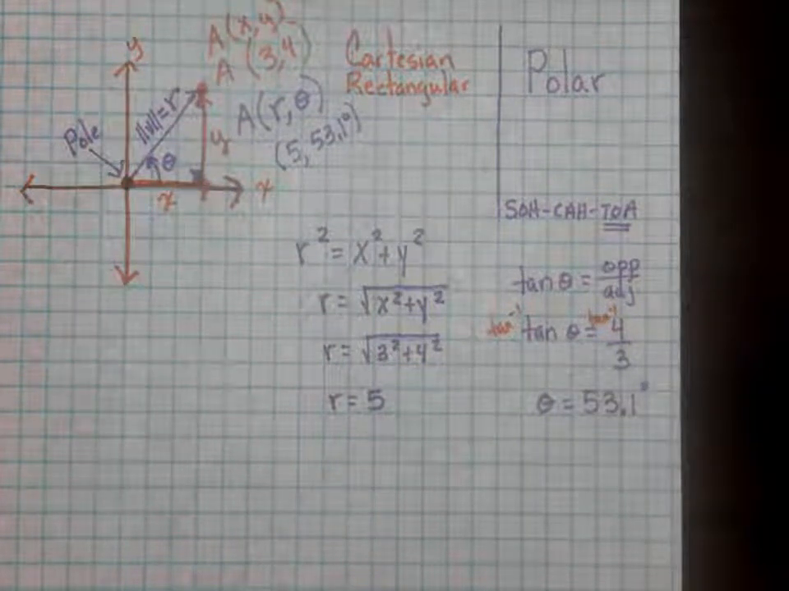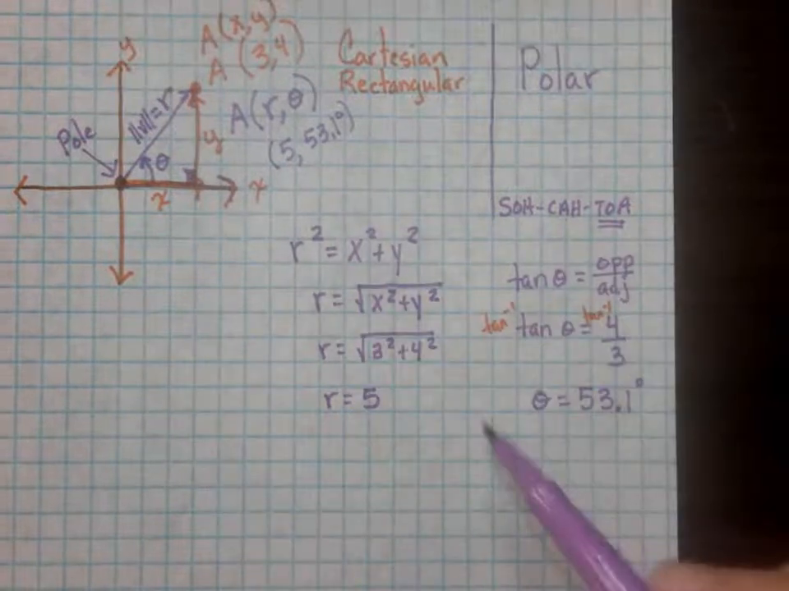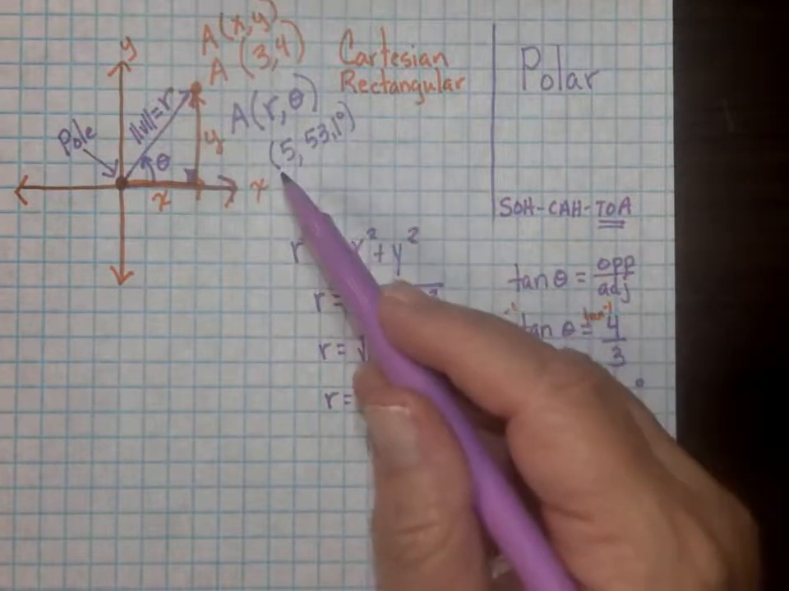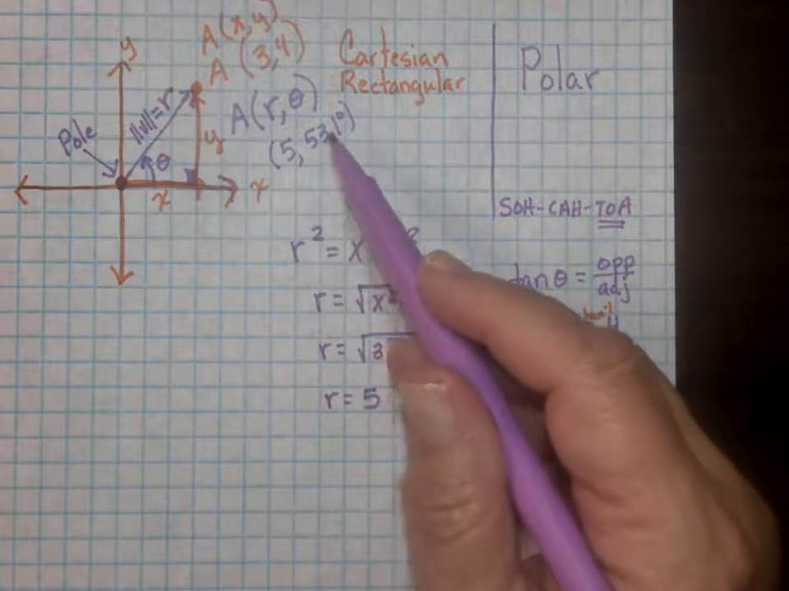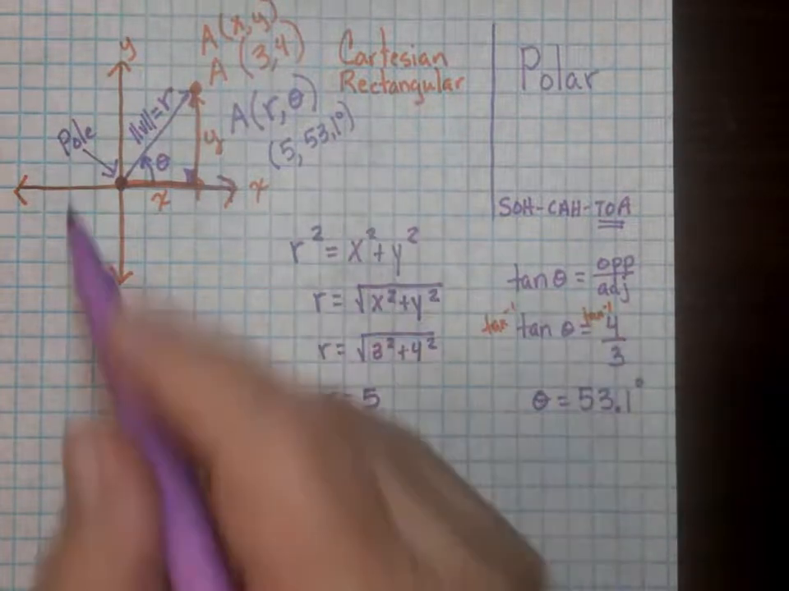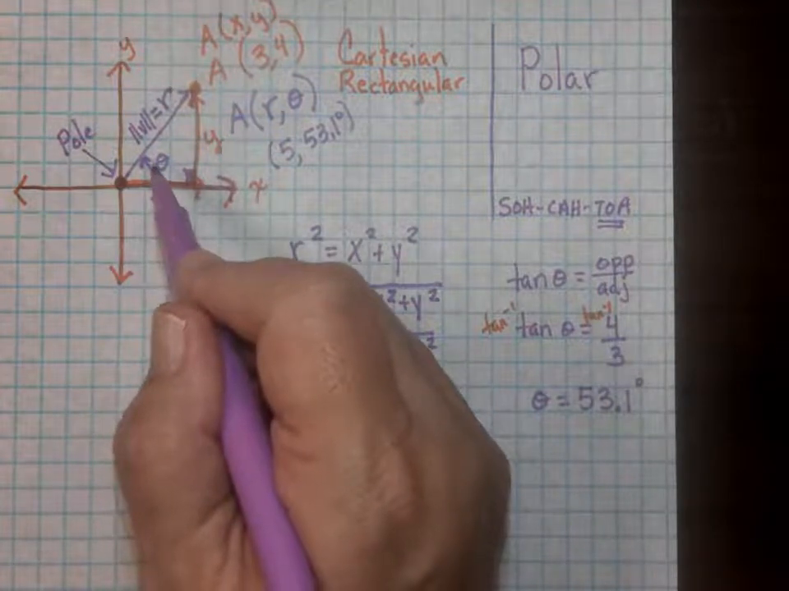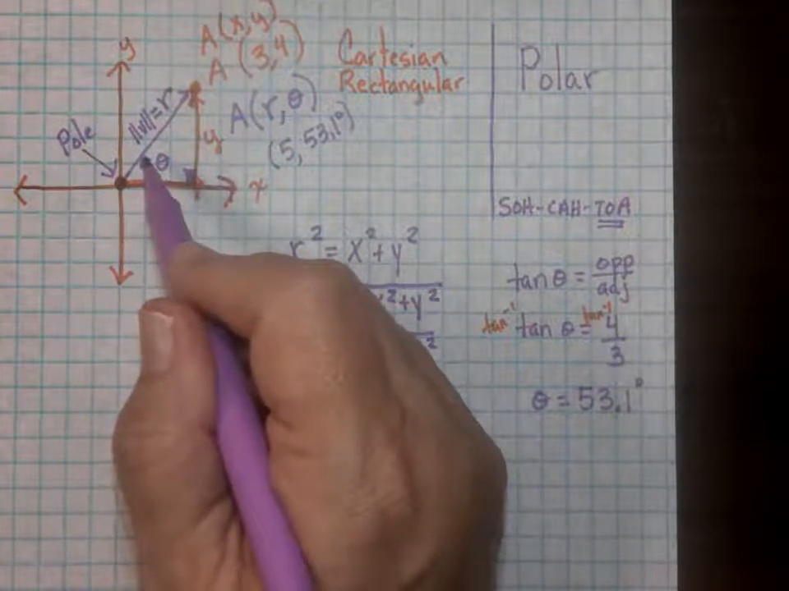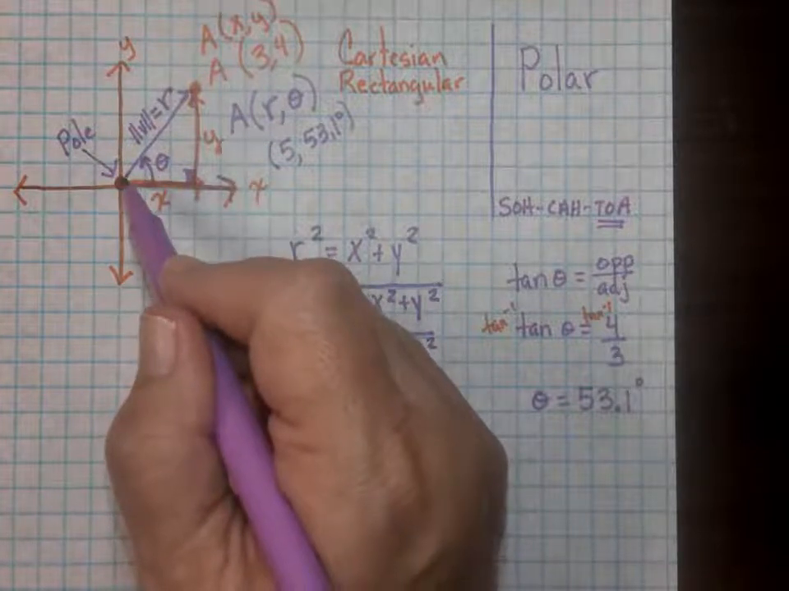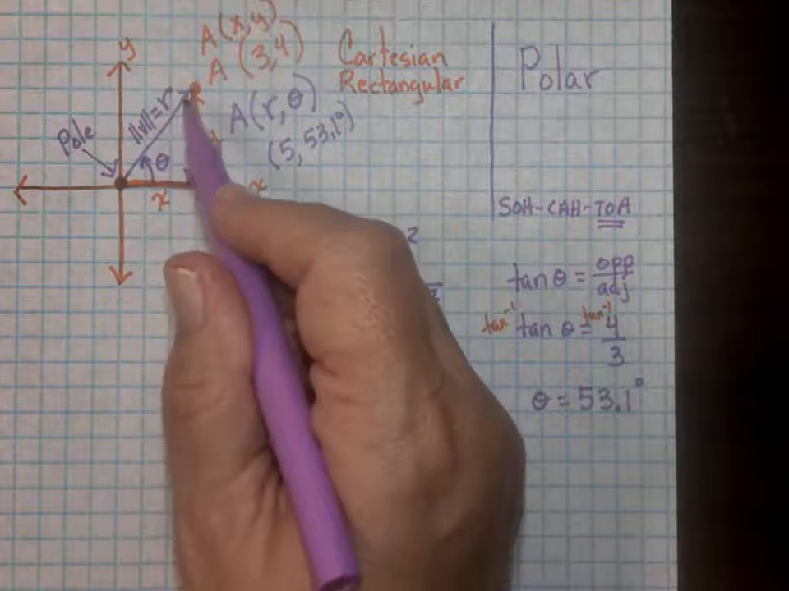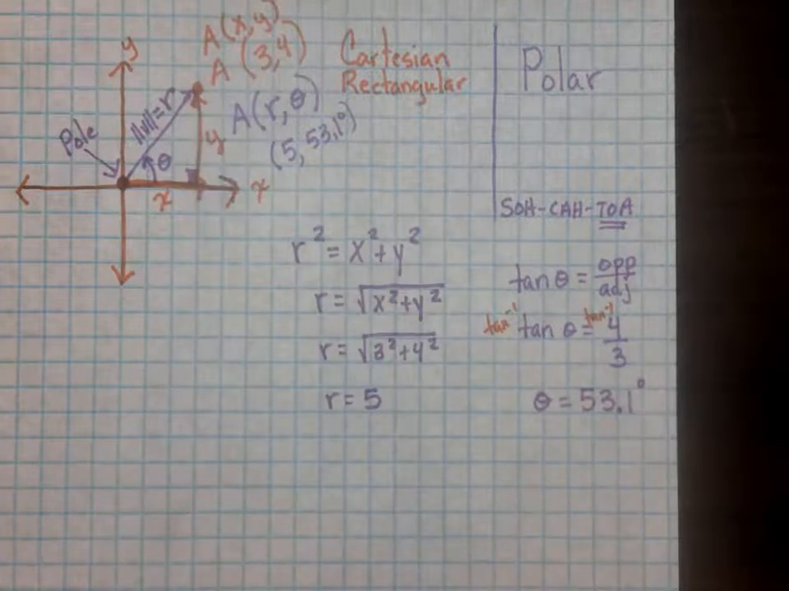So the way we graph if we're given polar coordinates is a little weird, because we're usually reading from left to right. Well, when you're graphing a polar coordinate, you actually start with your angle, right? So I start here at my angle. I'd measure out 53.1 degrees. And then I would start here and I would go on that path 5 units until I got to that point.